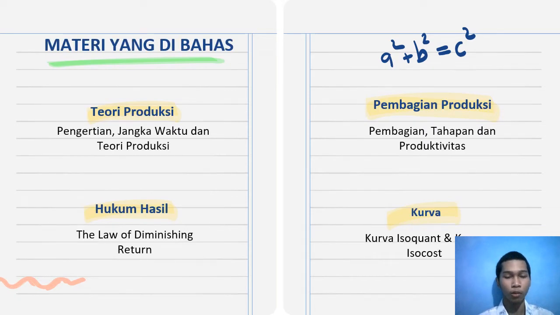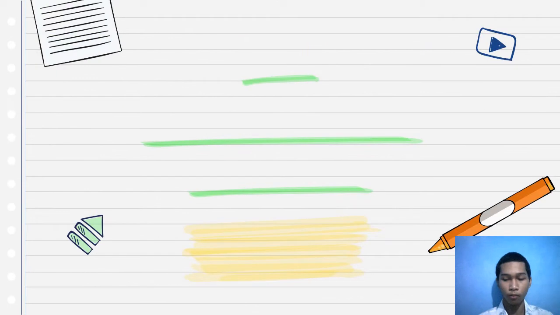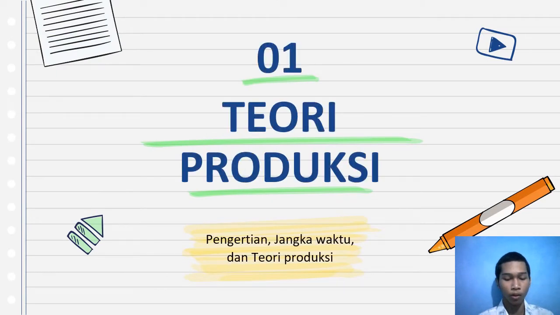The material we will be discussing is: number 1, theory of production; number 2, the law of diminishing returns; number 3, production division; and number 4, curve. Let us begin with the first material, that is theory of production.